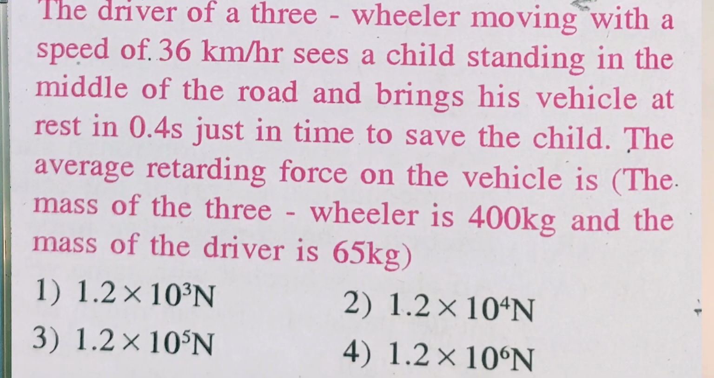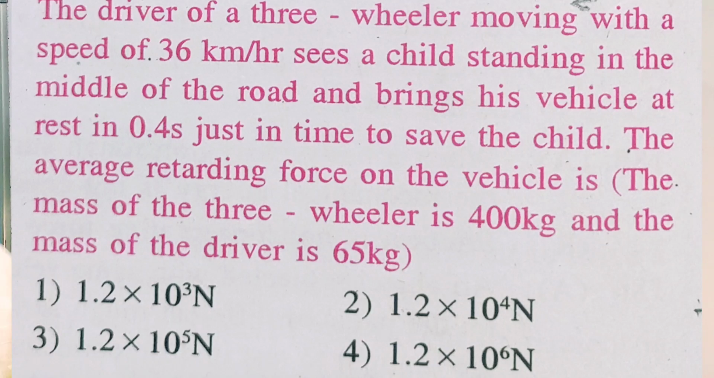The driver of a three-wheeler moving with a speed of 36 km per hour sees a child standing in the middle of the road and brings his vehicle to rest just in time to save the child. The average retarding force on the vehicle is, within the bracket, the given mass of the three-wheeler is 400 kilograms and the mass of the driver is 65 kilograms.